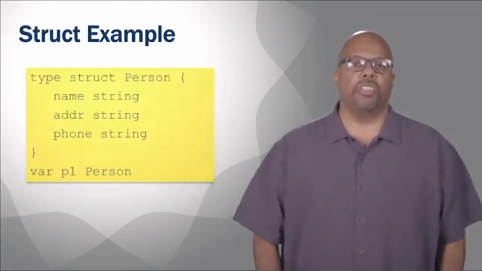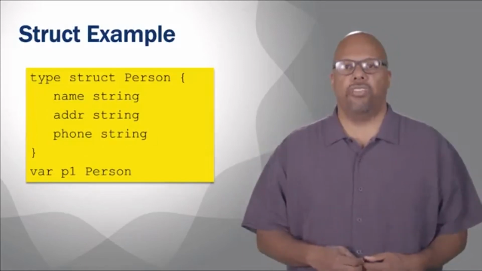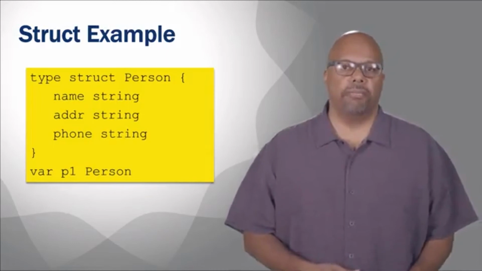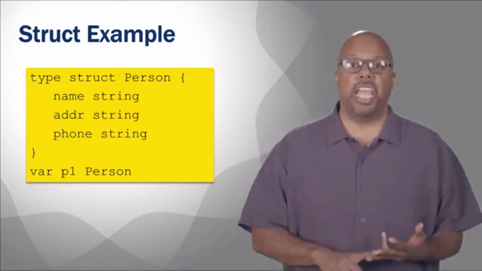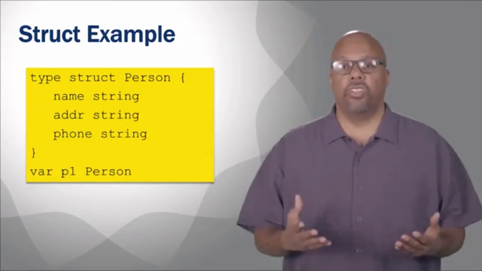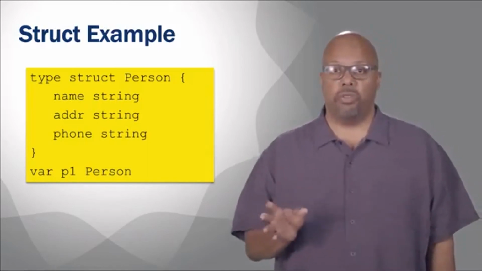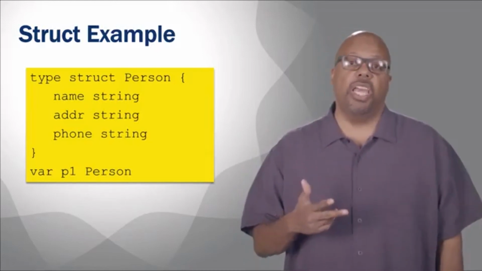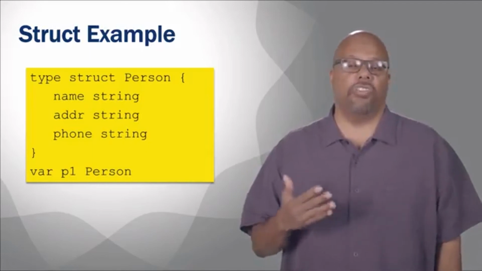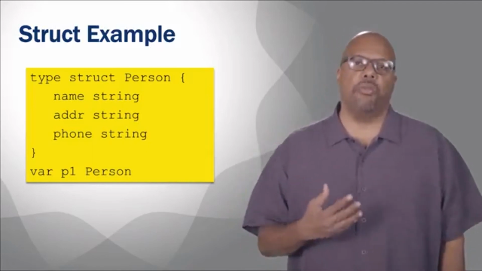So here's an example of a struct. We're defining a type, a struct type, and we're going to call it person. And this person has three fields, three pieces of information: a name, address, and phone number. So notice how I'm defining this struct type. It's called person. I give it its name. And each one of these fields, name, address, and phone, has a type: name string, address string, phone string. Once I define this type, I can define any number of persons, right?